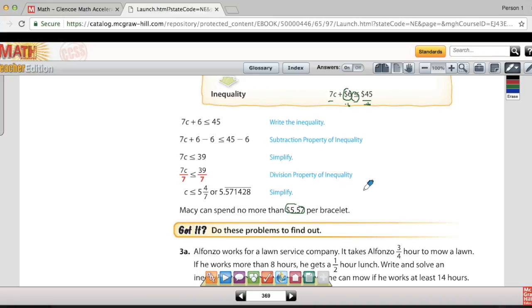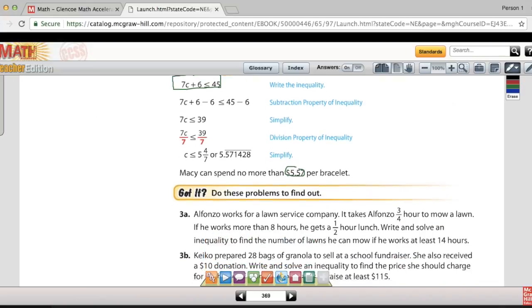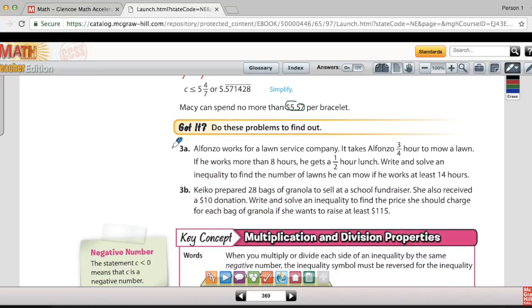Okay, so just again, the theme throughout this chapter is not only being able to solve problems like this, but problems given to you in this manner, story problem, and then translating it. So for 3A, we have Alfonso that works for a lawn service company. He takes 3/4 of an hour to mow a lawn, and if he works more than 8 hours, he gets a half-hour lunch. Write and solve an inequality to find out the number of lawns he can mow if he works at least 14 hours.